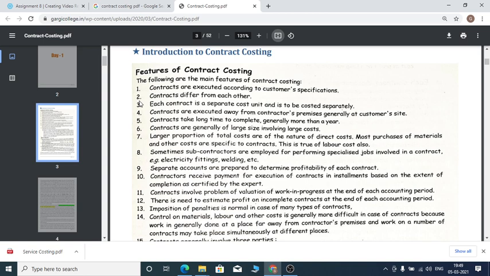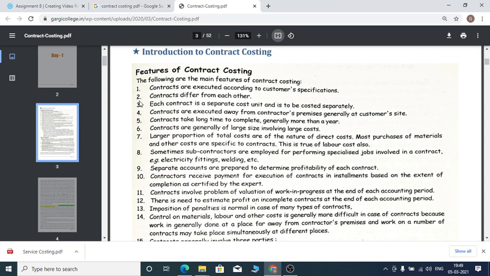Sometimes subcontractors are employed for performing specialized tasks or jobs. It is possible that the main contractor passes some of the jobs to a subcontractor. Sometimes the main contractor is not able to perform certain activities, so some specific activities are given to the subcontractor to complete the job. So this is also a feature of contracts.